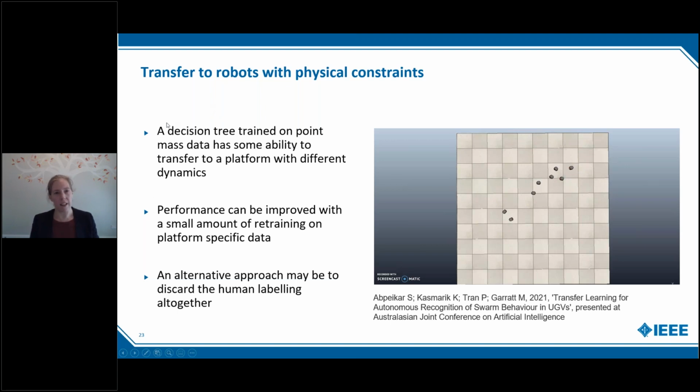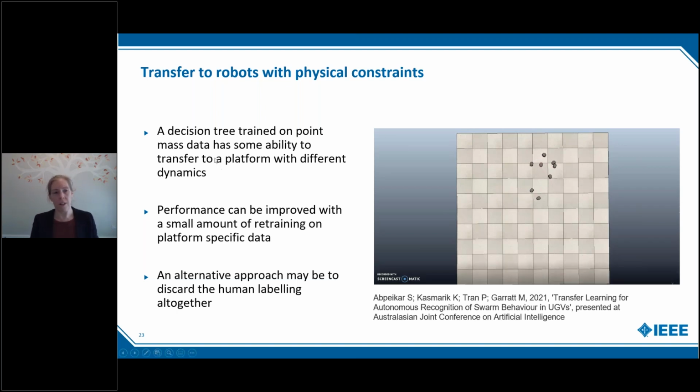The first thing we've started to think about is essentially a direct application. Can we take the system that we've developed on the point mass data and apply it directly to robots? Obviously, there are going to be some key limitations of that point mass data. The movement of the point masses is quite fast compared to the speed that a regular robot can move at. So some of those branches in the decision tree are going to be invalid as a result.